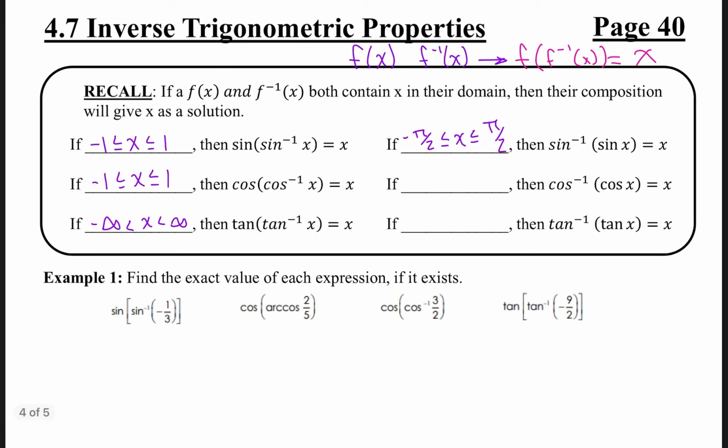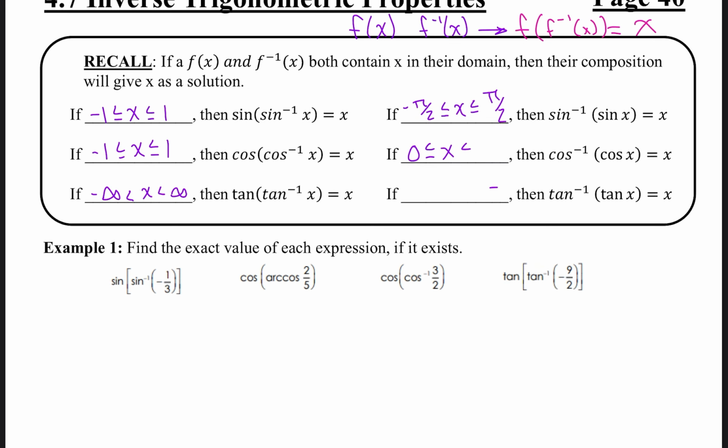Cosine, we knew it was a little bit different. Instead of doing 4 and 1, we did 1 and 2. So x is between 0 and pi. And last was tangent. Tangent looked very similar to sine, except you couldn't equal the pi/2's. So -pi/2 is less than x, which is less than pi/2, without the equal signs. And again, as long as those things happen, you simplify to just x.